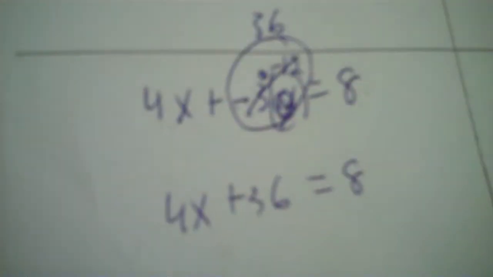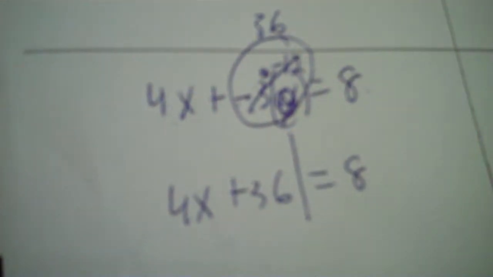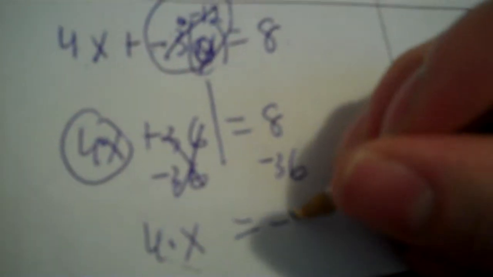Since the x is not by itself, we need to rearrange the equation. So you minus 36 on both sides. So 4 times x equals 8 minus 36, which is going to be negative 28. And you divide each side of that by 4. And x equals negative 7.